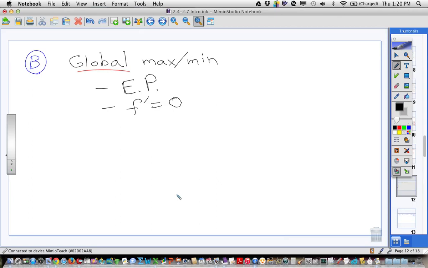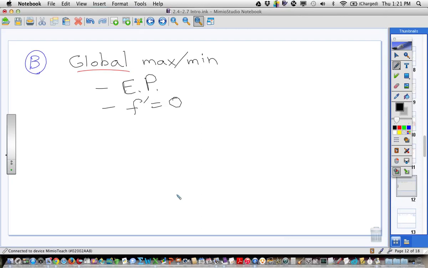Listen, if the endpoints are 0 and 2, and the derivative is 0 at 1/2, the highest point has to be at one of those places. So the way you tell which one of those is the highest is you plug them into the original function and compare, and see which one is the biggest. Right? I mean, that's it. It's really that simple. We're just looking for the highest y value and the lowest y value of the original function. So we plug them in.